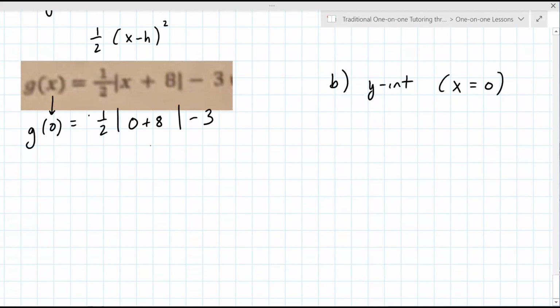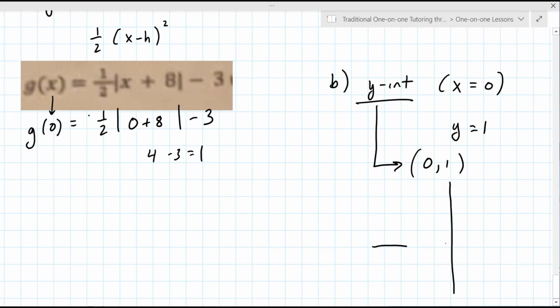Oh, okay. So this is where you actually have to add, then take the absolute value and multiply. Would it be 1? So 0 plus 8 is 8. Absolute value of 8 is 8. 1/2 of 8 is 4. 4 minus 3 is 1. Yes. Okay. So this is an ordered pair though, meaning what you just found is that y equals 1. So that's the ordered pair (0, 1). That is the y-intercept. The y-intercept is an ordered pair. It's on the graph where it crosses the y-axis.